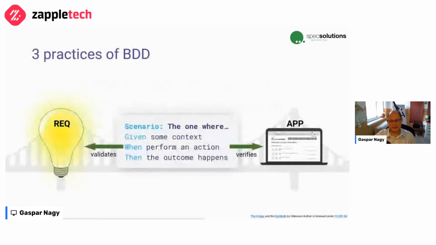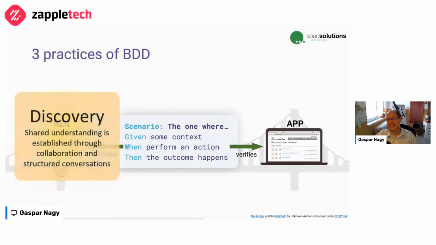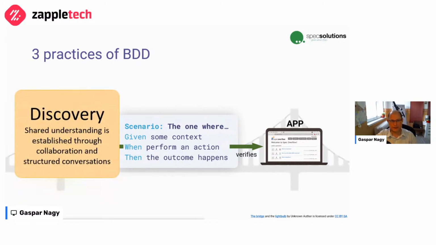When you put this into practice, so when a team starts to adopt the BDD method, then at the end you will see that you will need to do three different kinds of practices, three different kinds of activities, to be able to achieve that. The first activity is related to the understandability of the requirements. That's what in BDD we usually call the discovery process. So the discovery process would be just that: how we are building up the shared understanding by collaborating on the requirements and having some structured conversations on that.